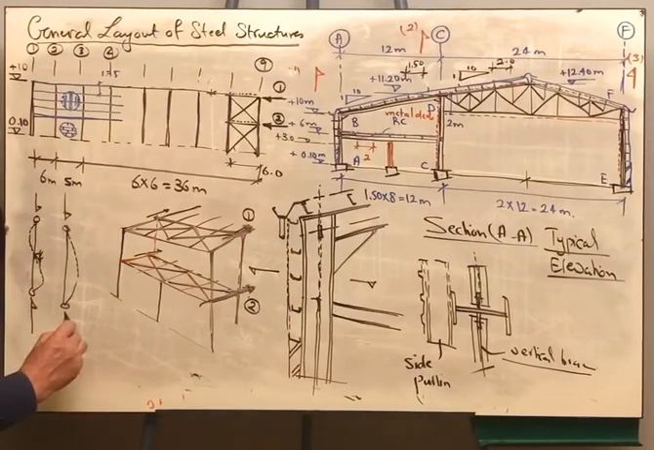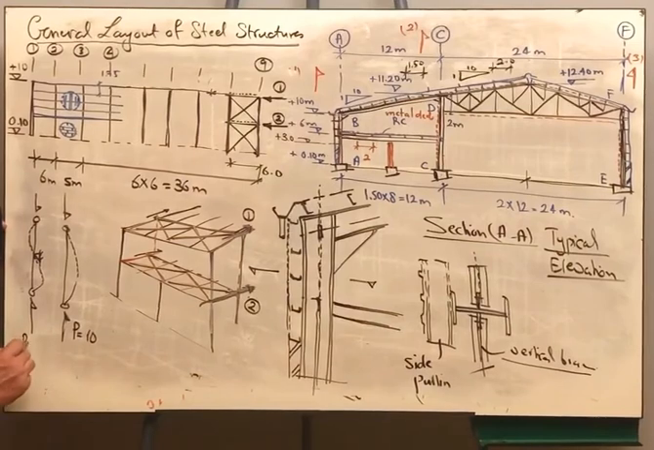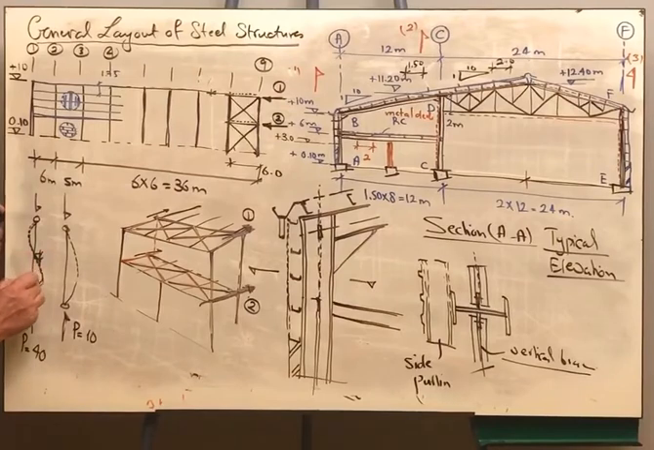This one will fail at a load of 10, but this one will fail at a load of 40. Four times as much. Okay? Why? Because now you reduced the buckling length. You changed the way it will buckle. Instead of a single half sine wave, now it buckled as a full sine wave like that.